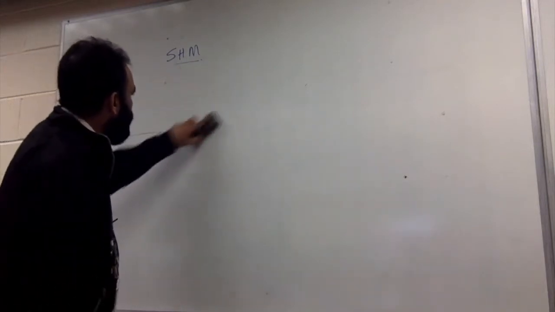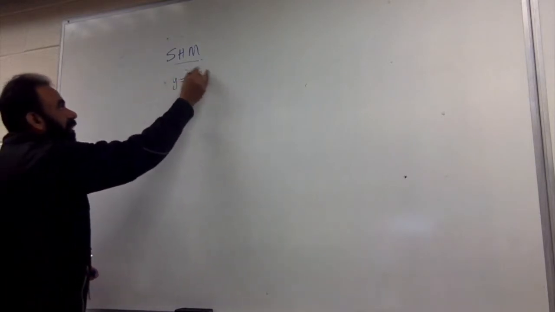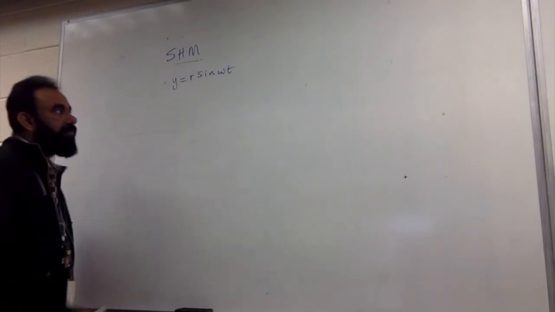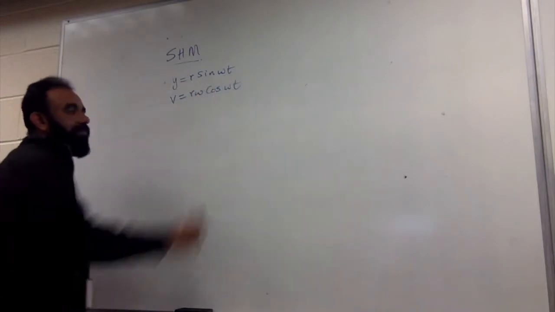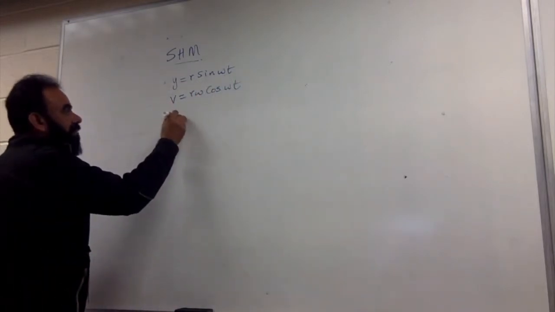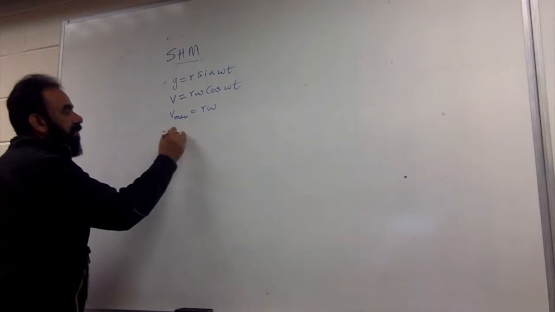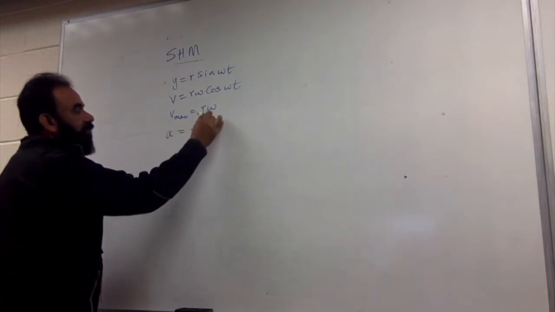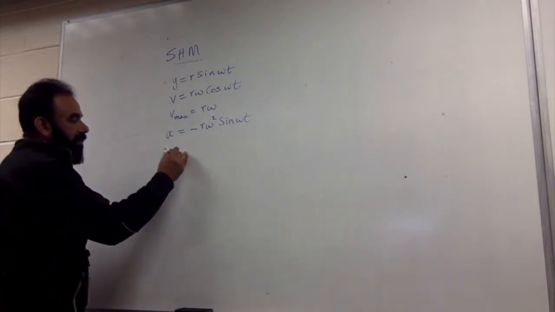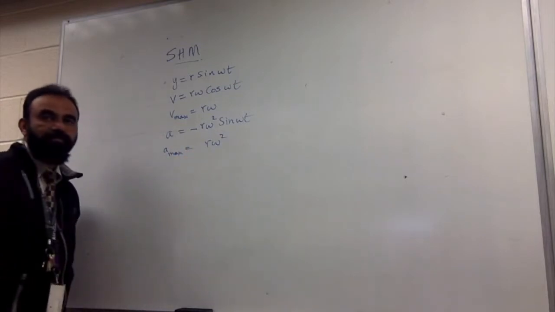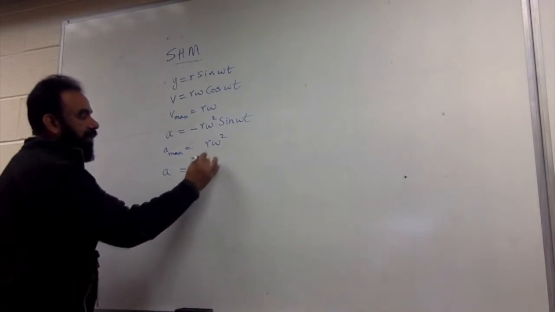Now, putting all these equations together, I'm writing down all the equations now. Y is equal to R sine omega t. V is equal to R omega cosine omega t. V max is R omega. Acceleration is minus R omega square sine omega t. Acceleration max is R omega square. Acceleration is also minus omega square y.